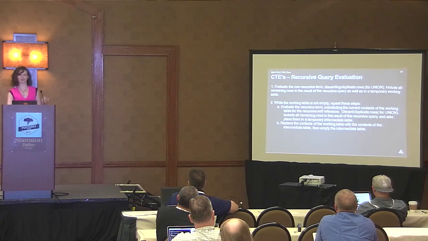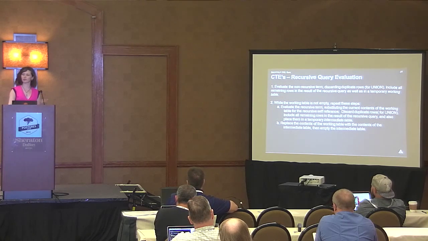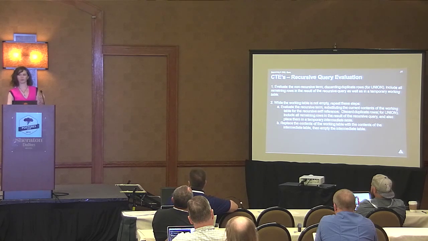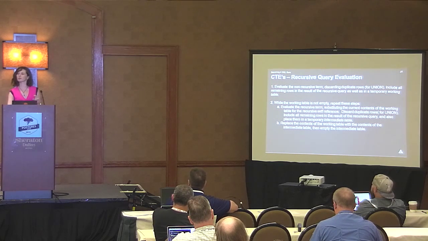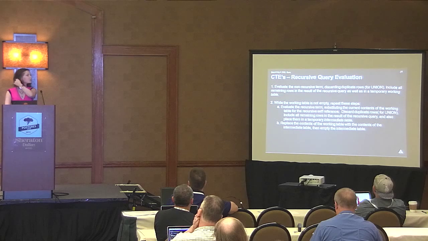So how does this actually work? We start out, we evaluate our non-recursive term, and we discard all duplicate rows, assuming that we're using a union rather than a union all. We're then including the remaining rows within the result of the recursive query, as well as in a temporary working table. Then, as long as our temporary working table isn't empty, we go through and iterate until we reach the end.